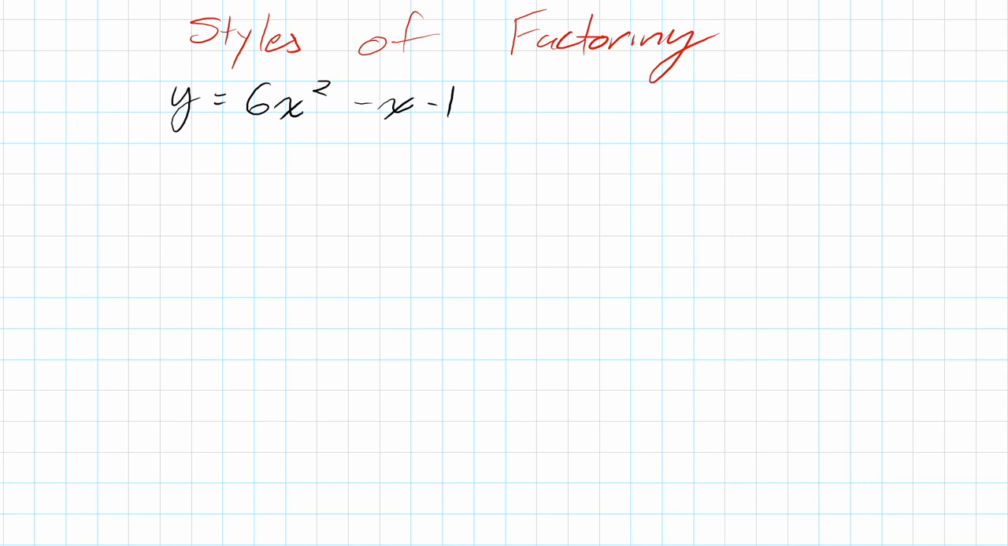Okay. We're going to take a look at some styles of factoring. So we have this quadratic. It says y is equal to 6x squared minus x minus 1. One of the first things we usually look at is, can I find a common factor here?